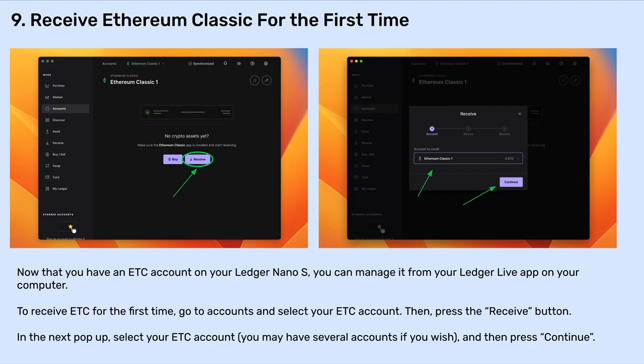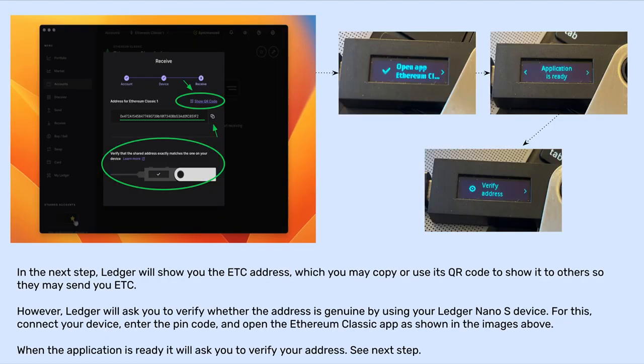9. Receive Ethereum Classic for the first time. Now that you have an ETC account on your Ledger Nano S, you can manage it from your Ledger Live app on your computer. To receive ETC for the first time, go to Accounts and select your ETC account. Then press the Receive button. In the next pop-up, select your ETC account. You may have several accounts if you wish. And then press Continue. In the next step, Ledger will show you the ETC address, which you may copy or use its QR code to show it to others so they may send you ETC.